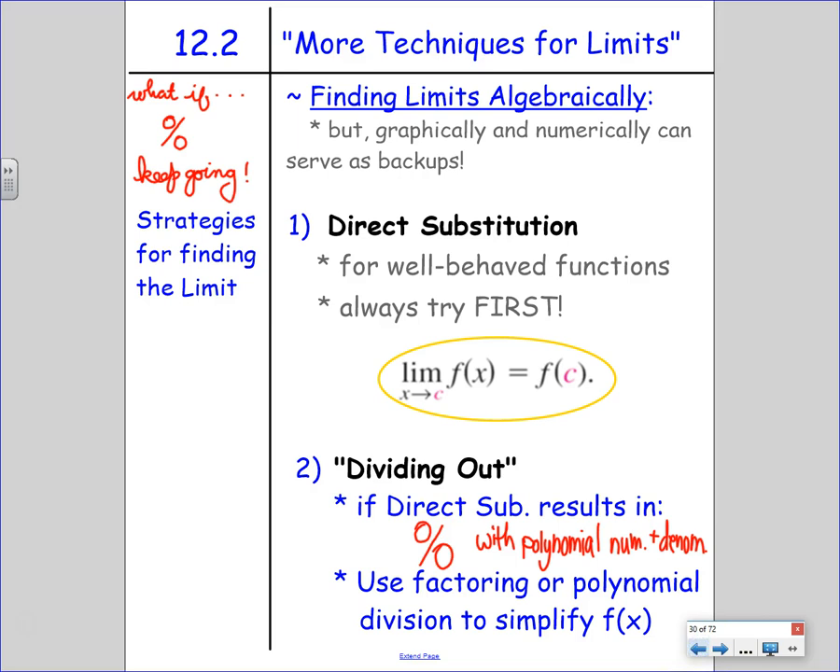But what type of problem did we do? Polynomials, top and bottom. When you get 0 over 0, what do you do? Keep going. Factoring or dividing. Start homework tonight. I'll see you tomorrow.